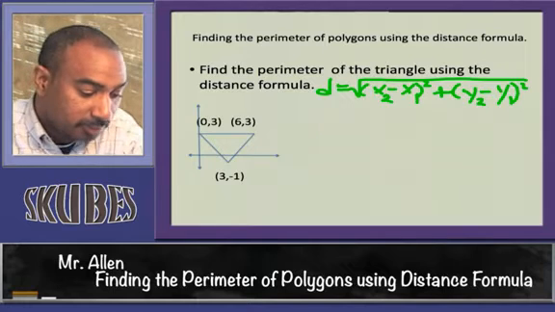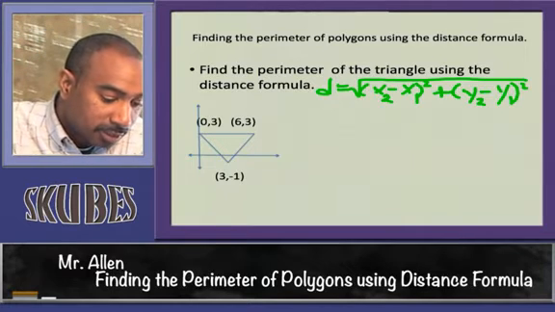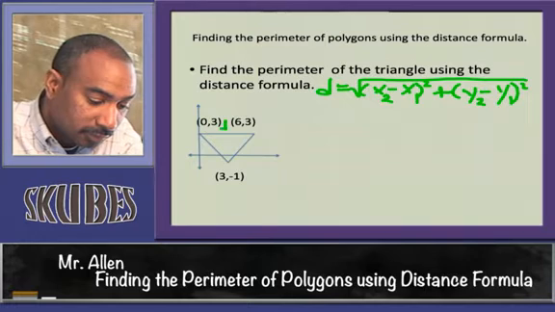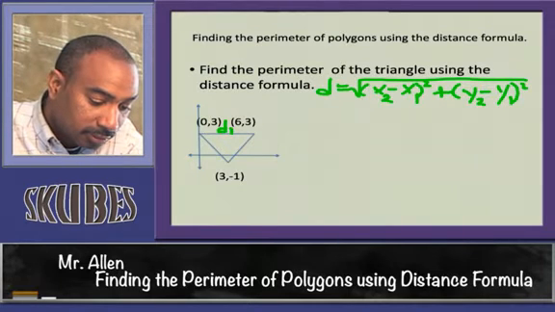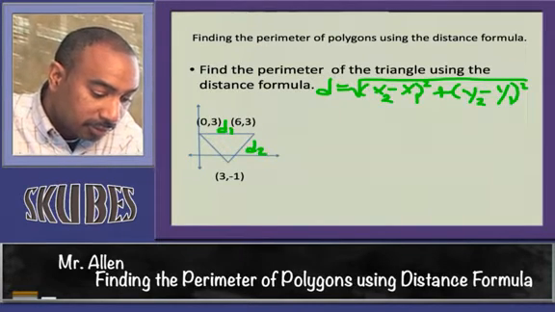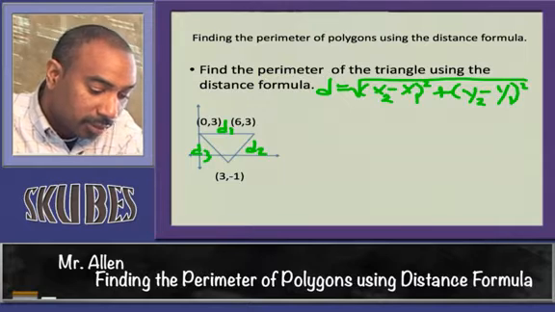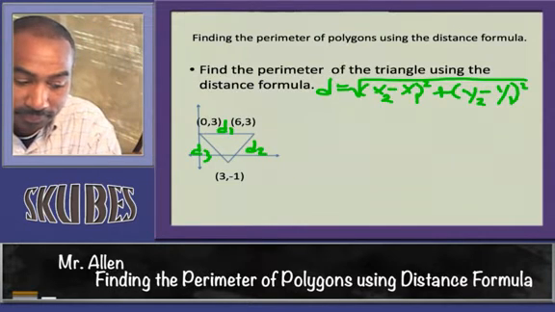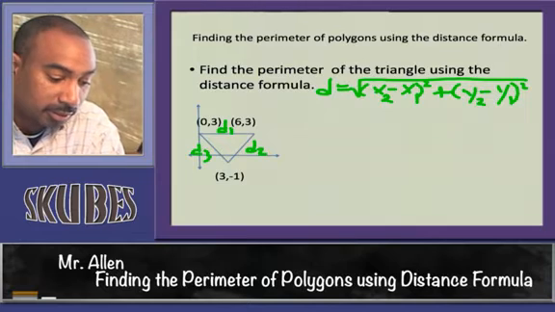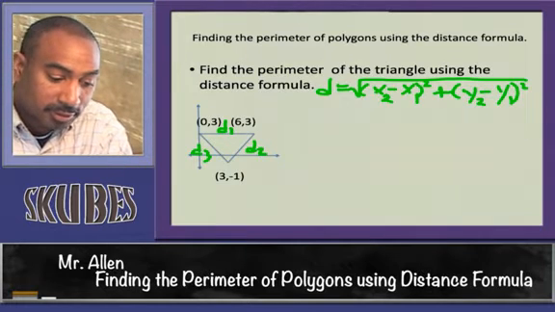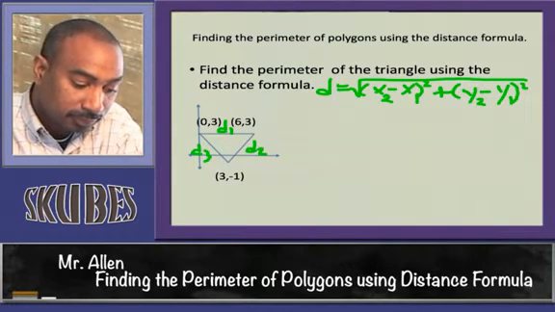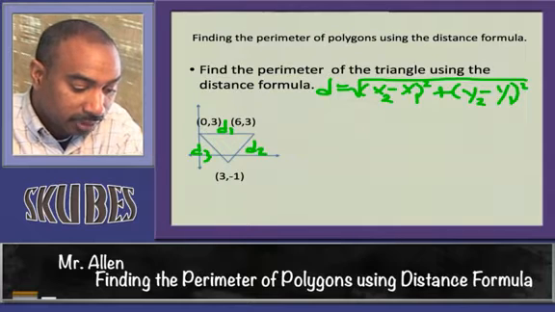And what we're going to do is find the distance. Let's say I start here, and let's say distance 1, D2, and D3. And we're going to add these up. So let's go ahead and put these coordinates inside the formula. Let's say we start with 0, 3, and 6, 3.